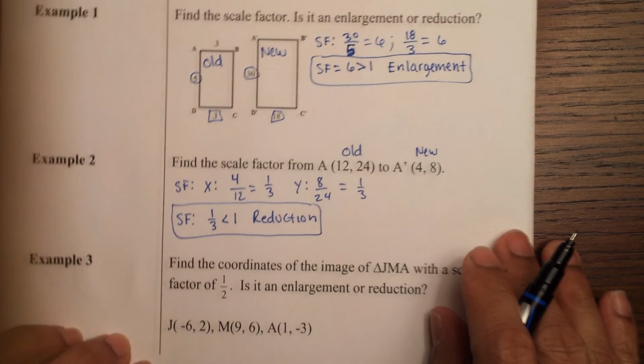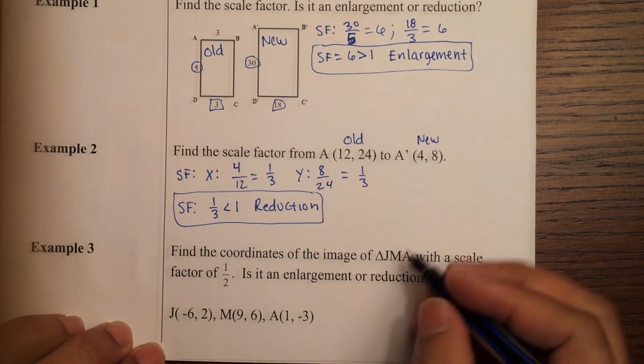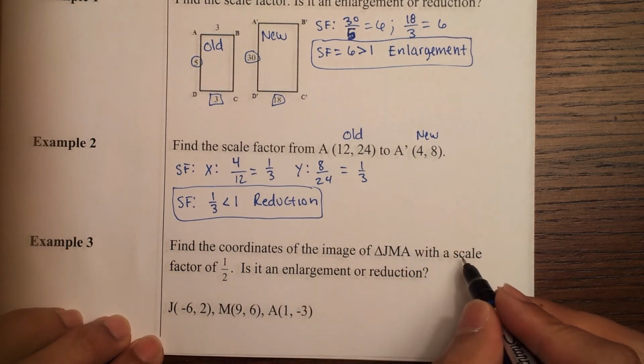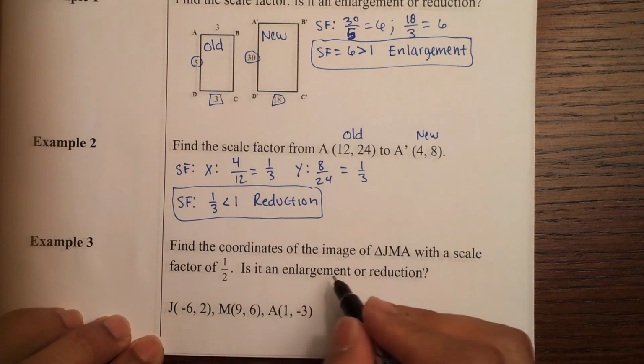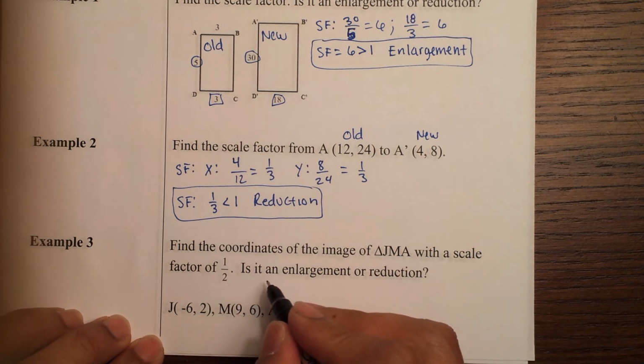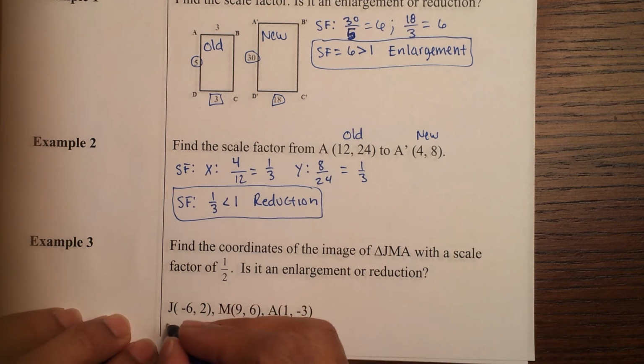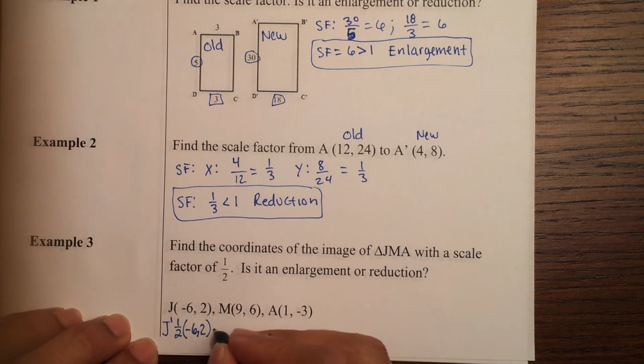So what if, again, we're given coordinates, and these are the coordinates of a triangle JMA. So in the coordinates, we're going to use a scale factor 1/2 on each one of the coordinates, and we are asked to state if it's an enlargement or reduction. So let's find the coordinates of J prime. So J prime, we're going to take half of J, in this case -6 and 2, and half of -6 is -3, and half of 2 is 1. So these are now the coordinates of J prime.